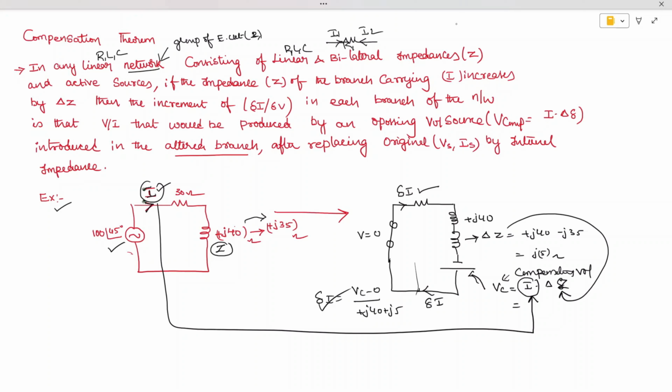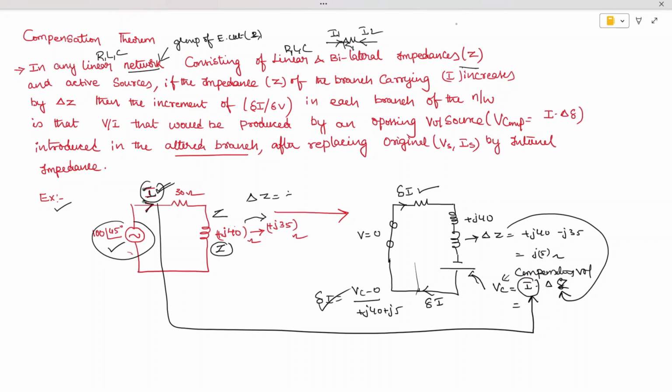Now we can see the concept will be clear. In any linear network consisting of linear elements RLC and bilateral impedances Z. Okay, so this is impedance Z, and this is nothing but the active source. If the impedance of the branch is carrying a current I, and it is increased by delta Z, what is that delta Z?